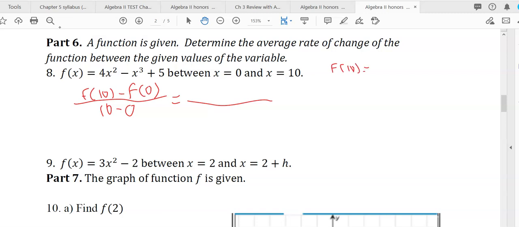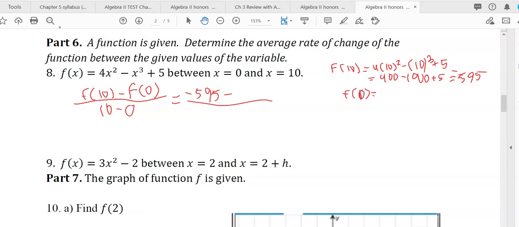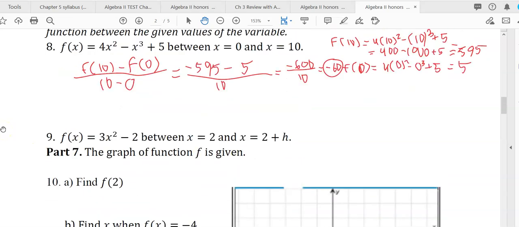That f of 10 would be 4 times 10 squared minus 10 cubed plus 5. So that's 4 times 100 is 400, minus 1,000 plus 5. So it's negative 600 plus 5 is negative 595. So I have negative 595 minus, we're subtracting now, f of 0. Well, that should be easier to plug in. So we get 4 times 0 squared minus 0 to the third plus 5, which is just 5. So minus 5 over 10. Oh, this works out nicely. So we get negative 600 over 10, which is negative 60 over 1, which is negative 60, which I think would be the answer here. There's a slope of a rate of change of negative 60, basically.